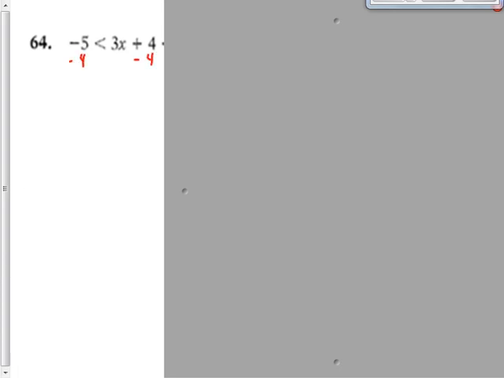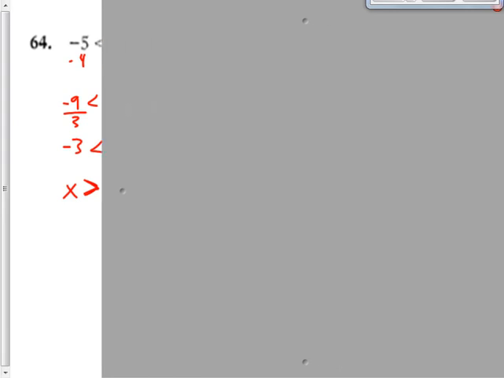Subtract 4 from both sides. I get -9 less than 3x. Divide by 3. I divided by a positive, so even though I ended up with a negative number here, I still have a positive. The majority of us like when that x is on the left-hand side. The inequality opens to that x and gives me -3. So I end up with x is greater than -3 for that one.